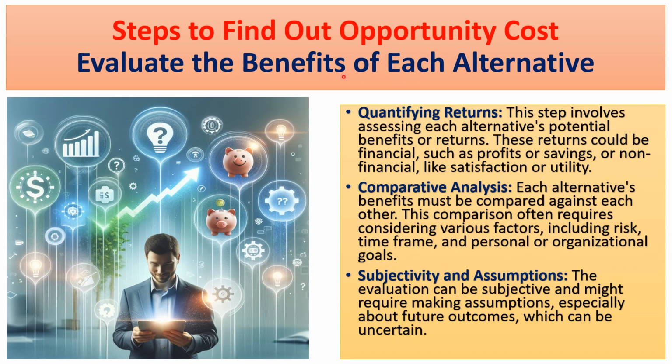Evaluating the benefits of each alternative is an important step in finding out the opportunity cost. Evaluation of the benefits of each alternative involves quantifying the returns, comparative analysis, subjectivity, and assumptions. So let us see one by one. Quantifying returns. This step involves assessing each alternative's potential benefits or returns. These returns could be financial such as profits or savings or non-financial like satisfaction or utility.